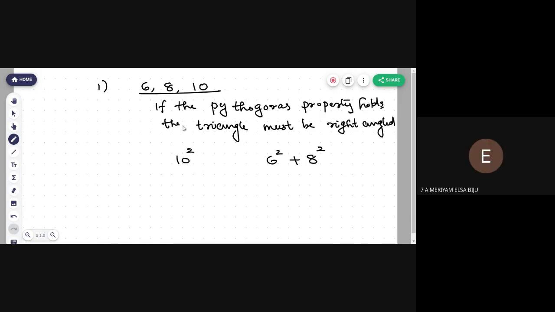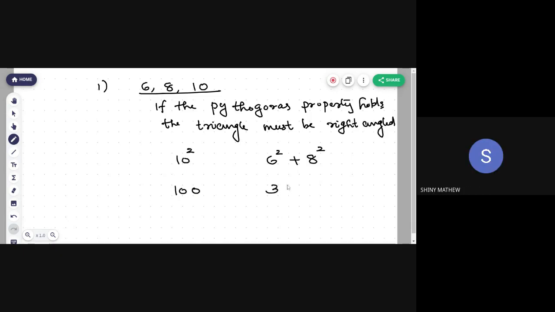Miss, can you say what you wrote after property? Holds. Okay, Miss. ഓക്കെ. സോ അപ്പൊ നമ്മൾ എന്ത് ചെയ്യണം? 10 സ്ക്വയർ 6 സ്ക്വയർ പ്ലസ് 8 സ്ക്വയർ ആണോ എന്ന് ചെക്ക് ചെയ്യണം. വാട്ട് ഈസ് 10 സ്ക്വയർ? 100. വാട്ട് ഈസ് 6 സ്ക്വയർ?